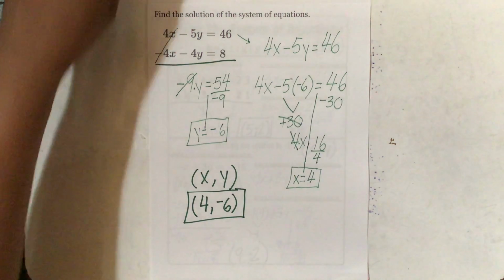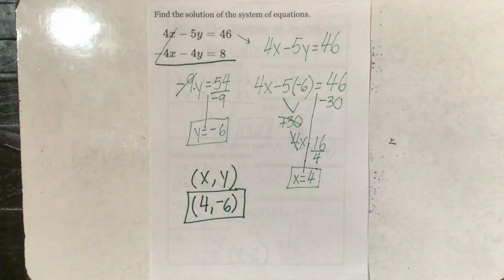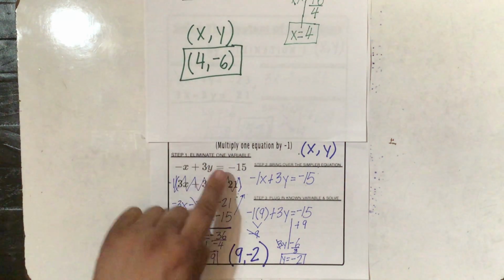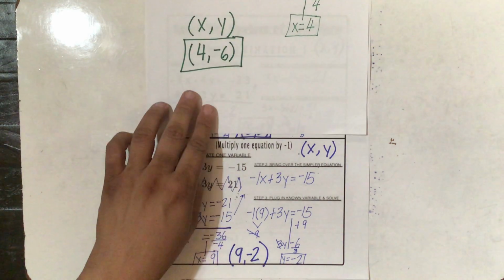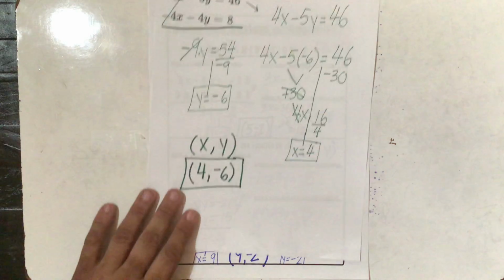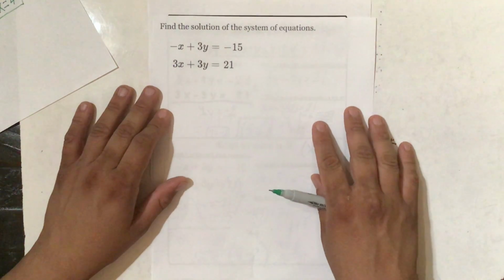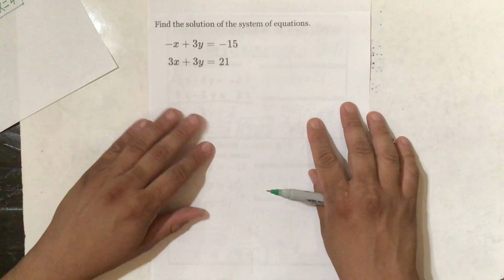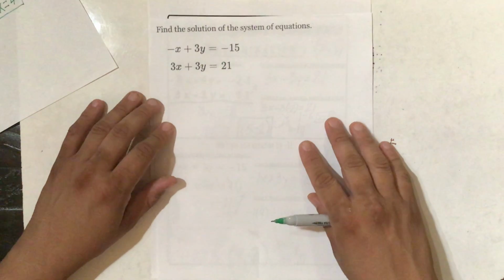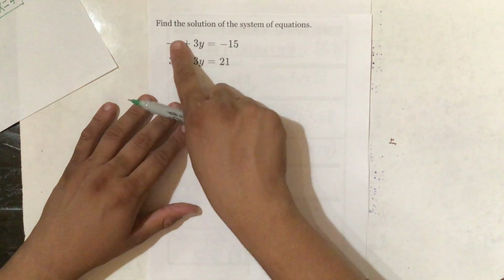Okay? One more example of what it's going to look like on Delta Math. This time we're going to do an example of the second kind where we have to multiply by negative 1. So let's take a look here. Now, nothing is going to cancel. Nothing is going to cancel, right? These don't cancel, these don't cancel.